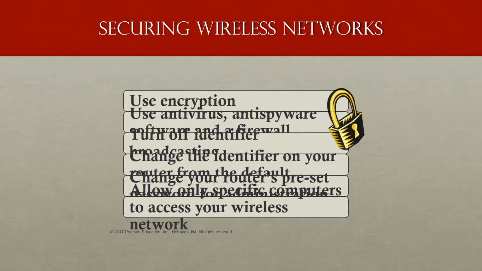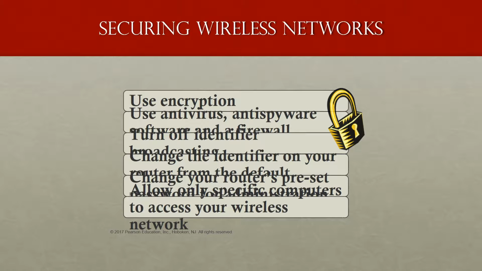3. Turn off identifier broadcasting. Wireless routers are typically configured to broadcast an identifying signal so that the device within range can learn of the router's existence. If a network is configured so that authorized devices know the identity of routers, this capability can be disabled so as to thwart attackers. 4. Change the identifier on your router from the default. Again, this measure thwarts attackers who will attempt to gain access to a wireless network using default router identifiers.